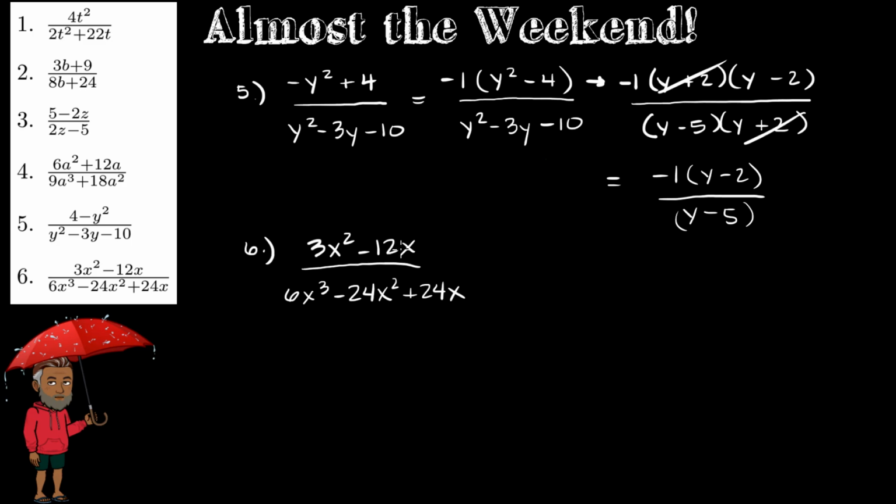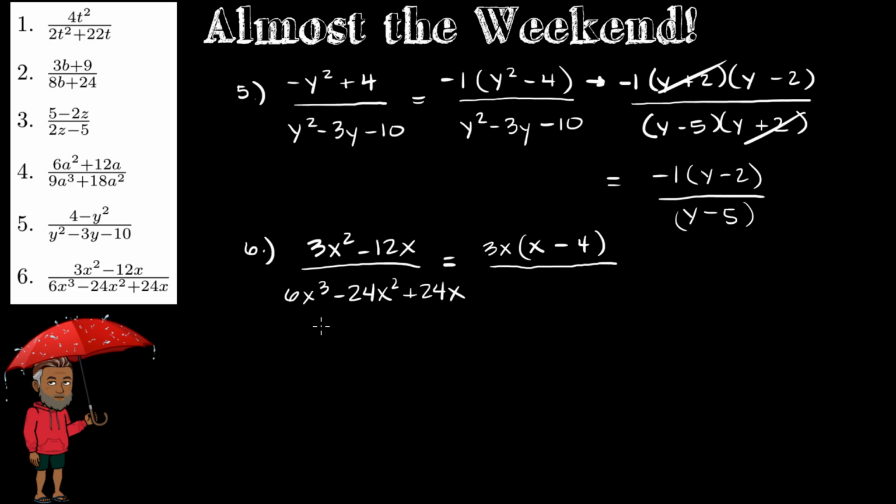So on the top, they both can be divided by 3. They also have an x in common. So I'm going to factor out the top with a 3x. That's the GCF. And then I'm going to write down the parentheses. Now, 3x times, I need another x, so 3x times x would give me that 3x squared, and 3x times negative 4 would give me that negative 12x that we've got in there, over.